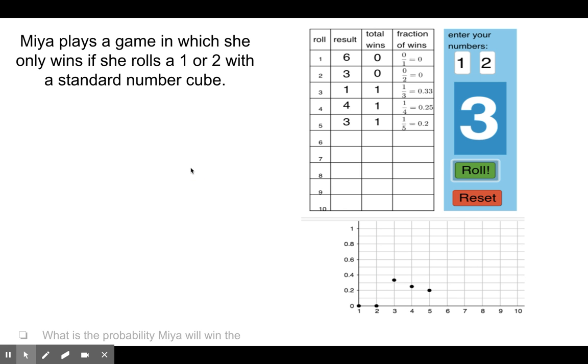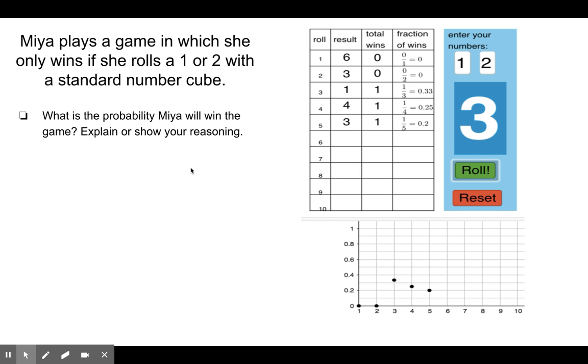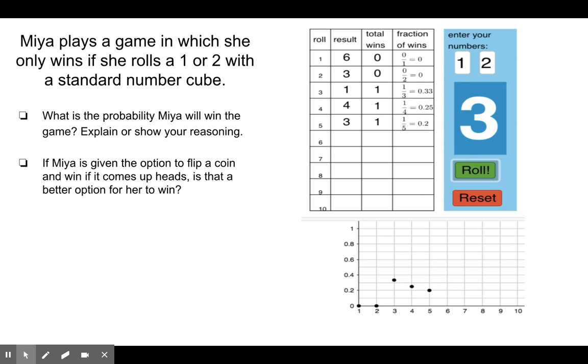And we want to know what is the probability that Maya will win the game, and explain and show your reasoning? And we also want to know that if Maya is given the option to flip a coin and win if it comes up heads, what is the better option for her to win?